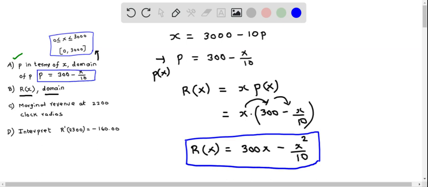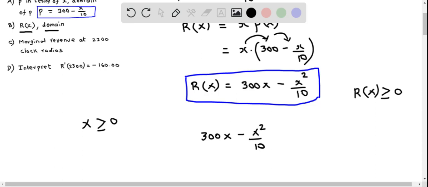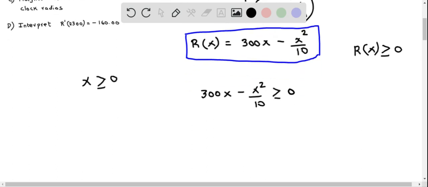We now determine the domain of this revenue function. As we know, x represents the number of units, and this has to be a non-negative number. So we say that x has to be greater than or equal to 0. And also this revenue should be non-negative. That is, r of x should be greater than or equal to 0. And this means that 300x minus x squared over 10 has to be greater than or equal to 0. So let's solve this inequality.